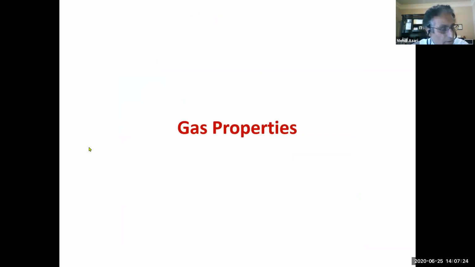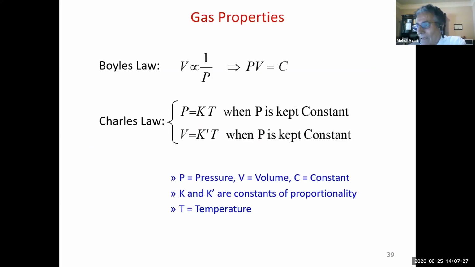So now let's go to gas. For gas, we've got two main equations. Boyle's law, which says volume and pressure are inversely related. If I have a sample of gas and I increase pressure, the volume is going to shrink. And vice versa. If I have a sample of gas and I expand it, pressure is going to drop. That's called Boyle's law. The other law is Charles' law, which says pressure is related to temperature.